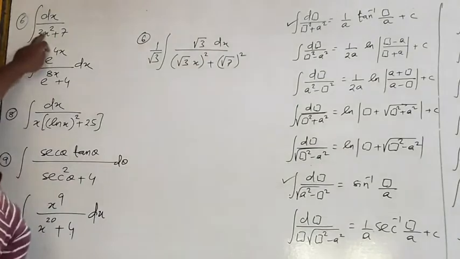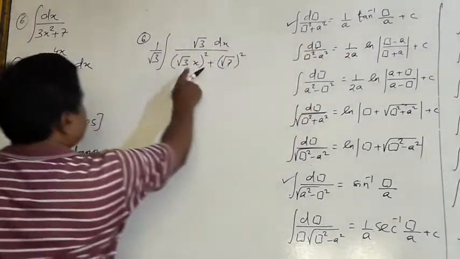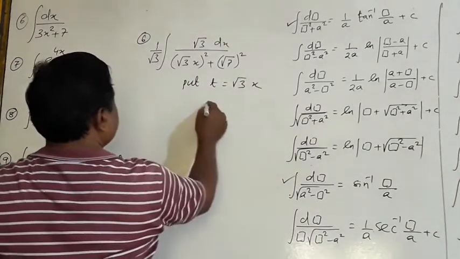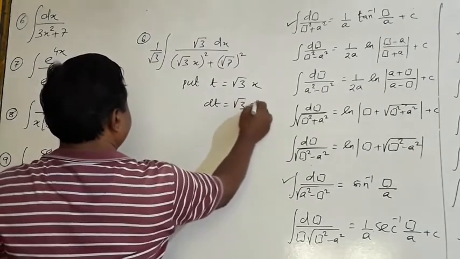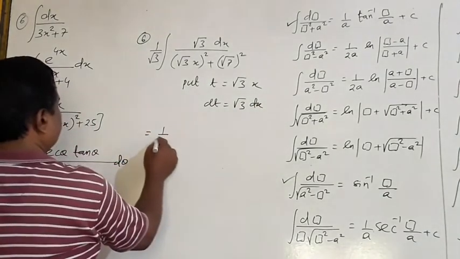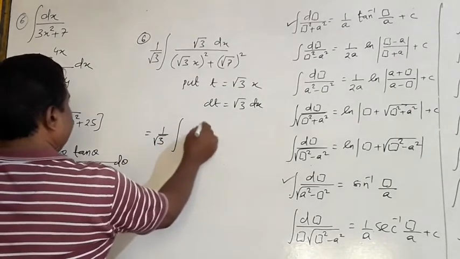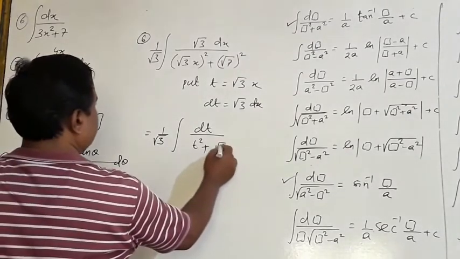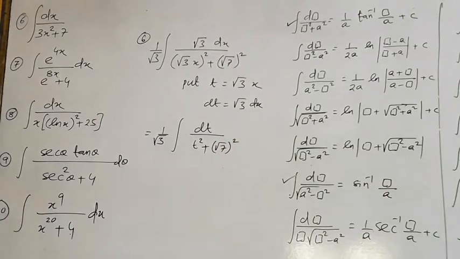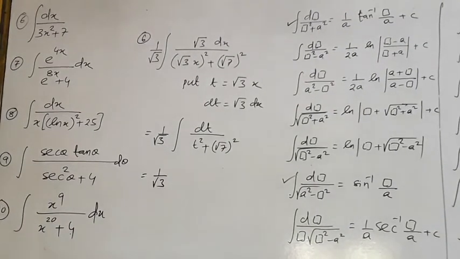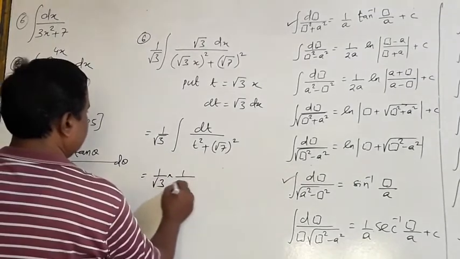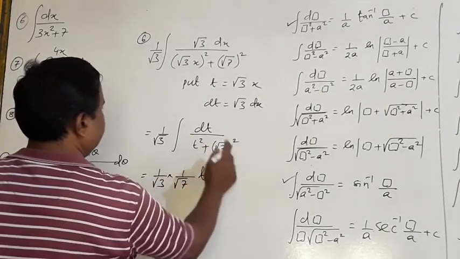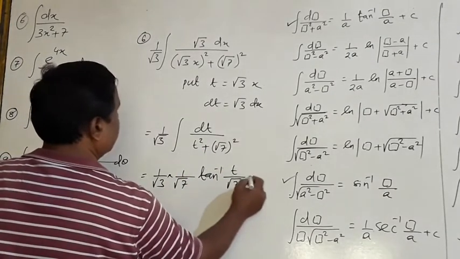Now Baksa square plus a square. In place of this you have to put t is equal to root 3x. Then dt is equal to root 3 dx. And the integration becomes 1 by root 3 dt by t square plus what? A square. A square means what? Root 7 square. 1 by root 3. 1 by a means 1 by root 7 into tan inverse t by what? T by root 7 plus c.